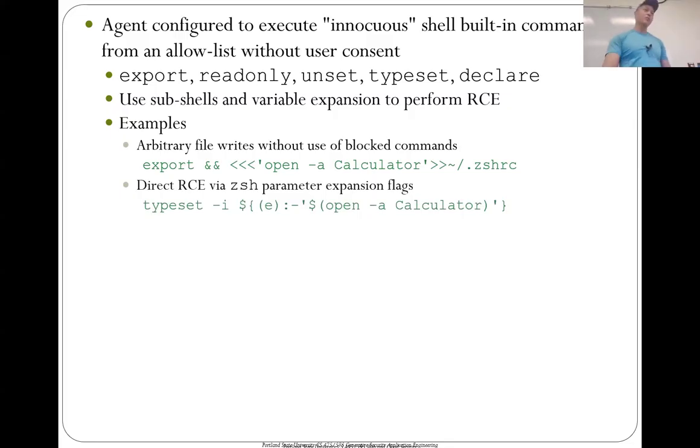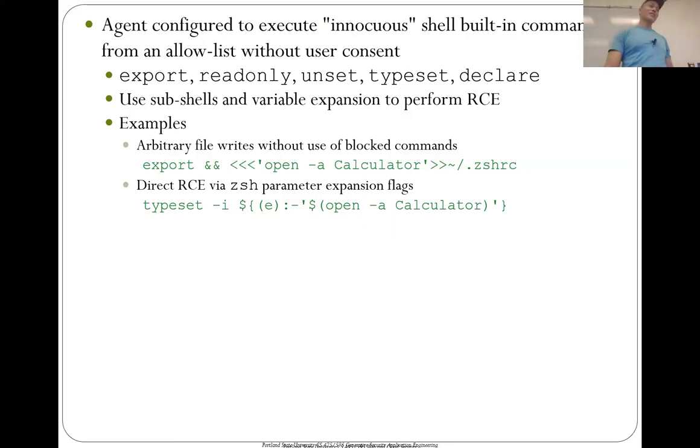Here's another one, Z shell parameter expansion. If Cursor drops into a Z shell, it has this parameter expansion facility that allows you to do a dollar sign, a shell escape, to execute the shell command and turn the standard output into this environment variable. Then you get the command execution with typeset.